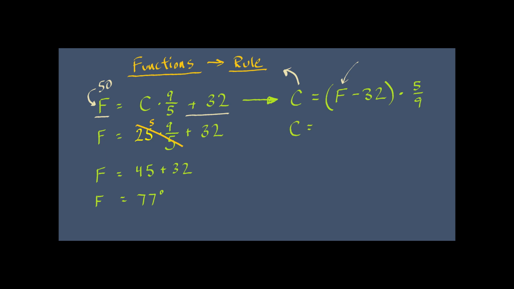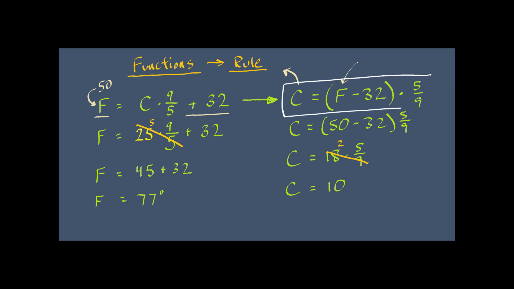So here we're going to input 50 for F. C is going to equal 50 minus 32 is 18. And then 18 times 5/9. Let's do some canceling. 2 times 5 is 10. So 50 degrees Fahrenheit is 10 degrees Celsius. But again, I actually didn't really need this second way of writing it, because I could have just put the 50 here and then figured out what C is by solving the equation. So that's essentially what I wanted to cover in this lesson.